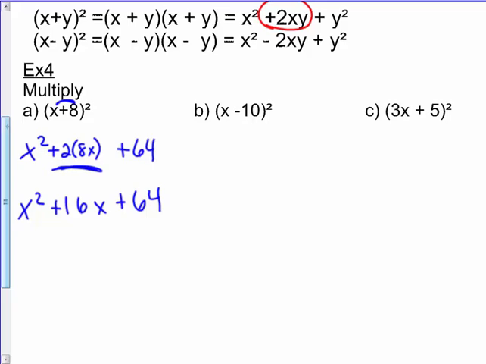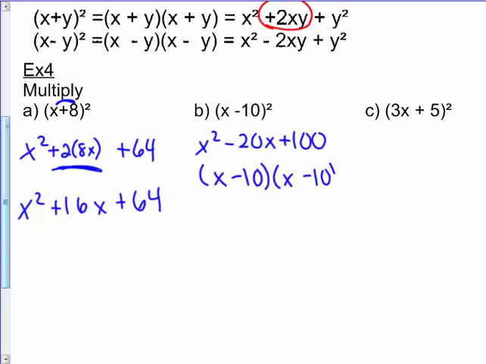In b, I'm going to do the same thing. Okay, the first term is x squared, the last term is negative 10 squared, or 100, and then the middle term is double negative 10 times x. Now, could I have just written it out, x minus 10, x minus 10, foiled it, and be done? Yeah, that would work. Gets you the same answer here.